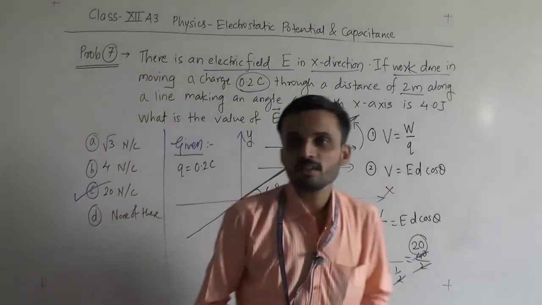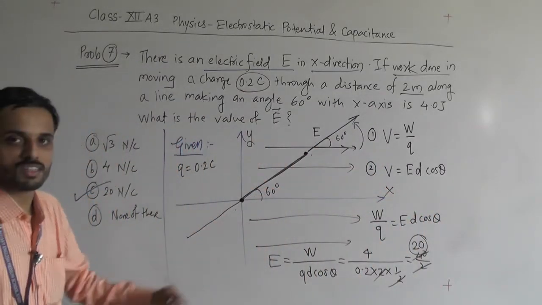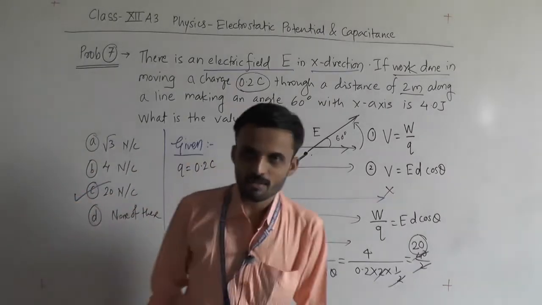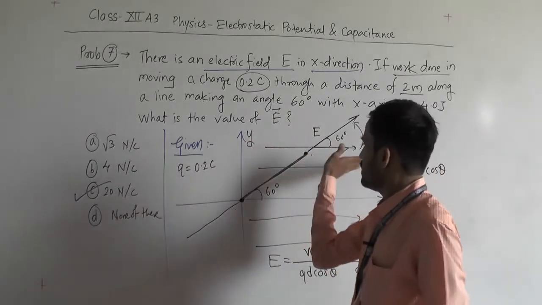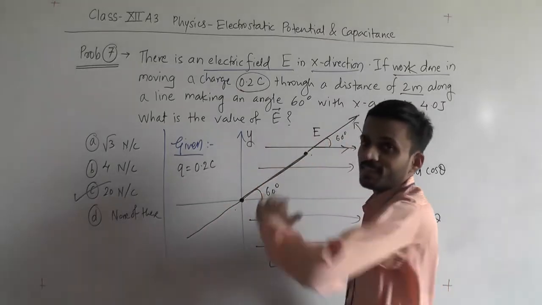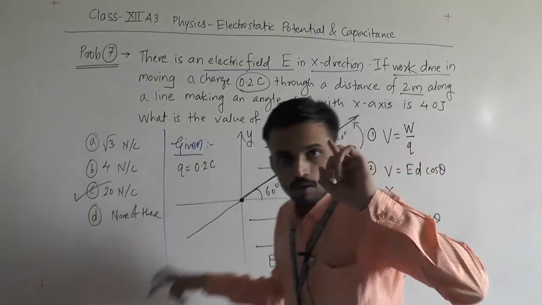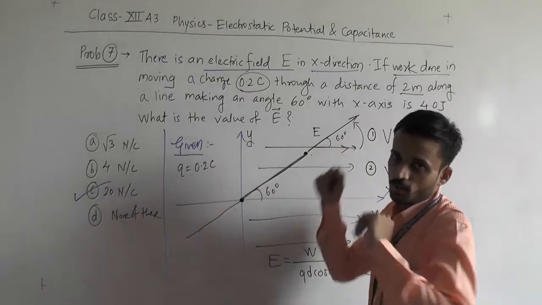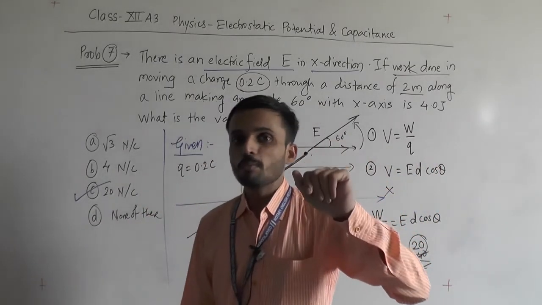This is my answer. So I will suggest you to keenly observe this, watch it once again, pause it, write down. But before that, I will explain you again. There is an electric field along x direction, and I am moving my charge tilted, making 60 degree with electric field. So my formula is potential is work done per unit charge. So W upon Q. Work done is already given.